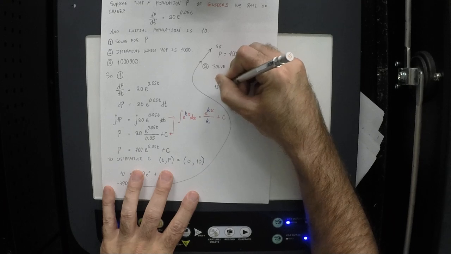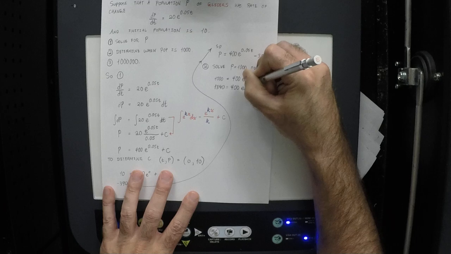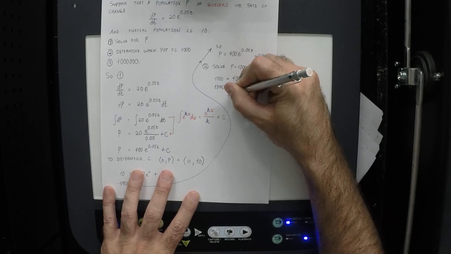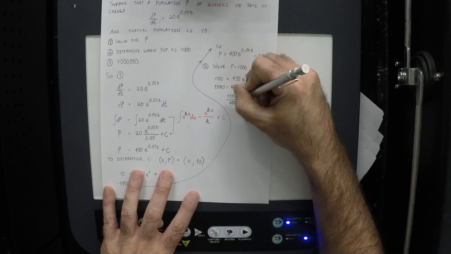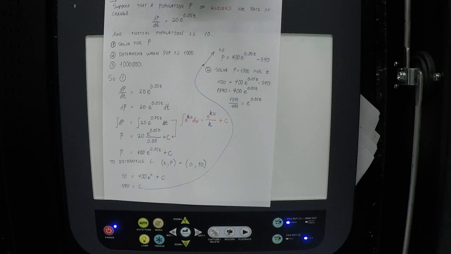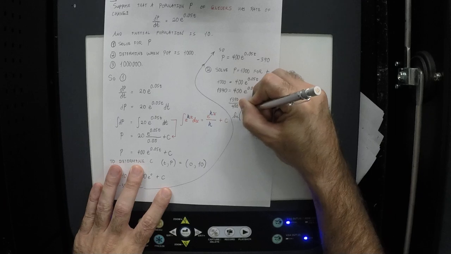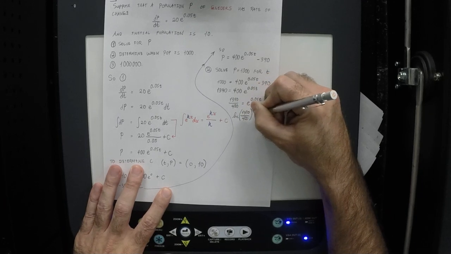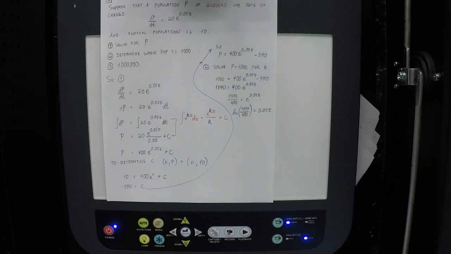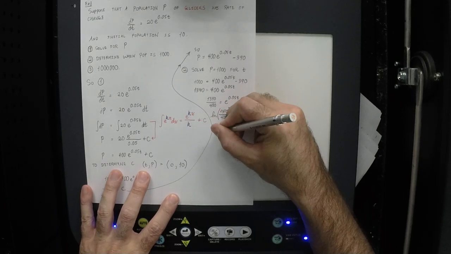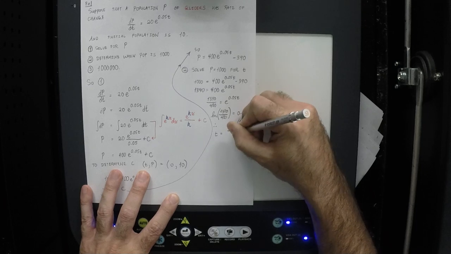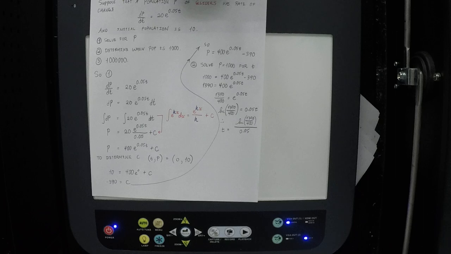Okay. So 1390 is 400 e to the 0.05t, and then divide by 400. So 1390 over 400 is exponential of 0.05t. Take the log of both sides. So the log of 1390 over 400 is 0.05t. So therefore t is the log of 1390 over 400, and then all of that over 0.05.